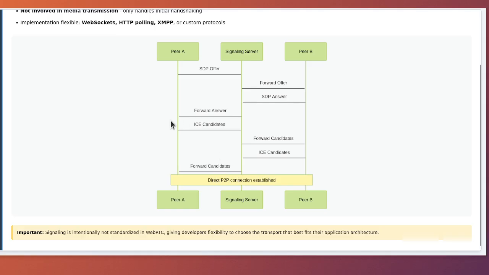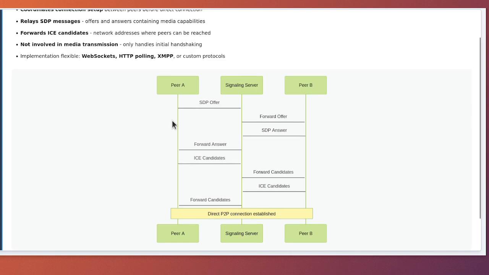It is important to understand that WebRTC deliberately does not specify how signaling should work. This is an intentional design, giving developers flexibility to implement signaling in whatever way suits their application. You might use WebSockets for real-time bidirectional communication, implement a polling mechanism with HTTP requests, leverage existing messaging systems like XMPP, or even use carrier pigeons if you are feeling adventurous. The point is that signaling is out-of-band communication that happens over any channel you choose, while the actual media flows peer-to-peer once connections are established.